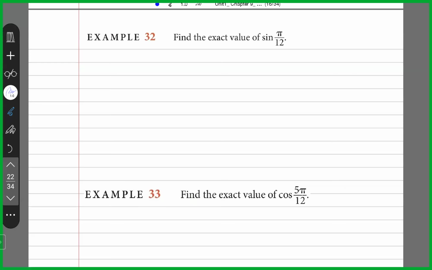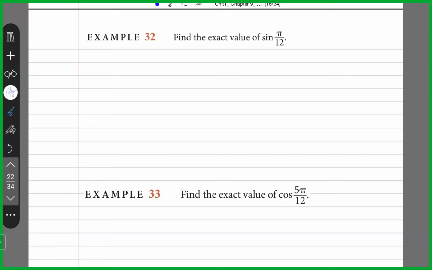All right, so example 32 is asking us to find the exact value of the sine of pi by 12. Pi is 180 degrees. If you divide 180 by 12, I think you get 15. But I'm double checking. Yeah. So you're being asked to find the exact value of the sine of pi by 12.